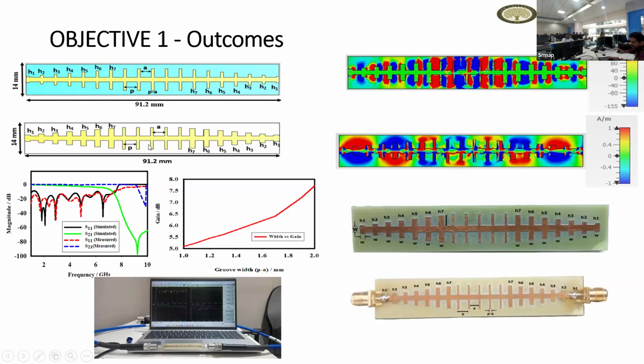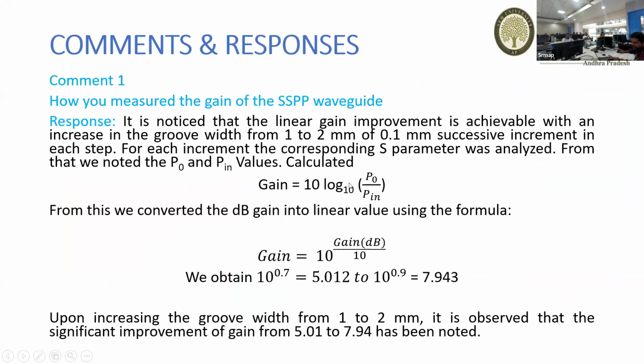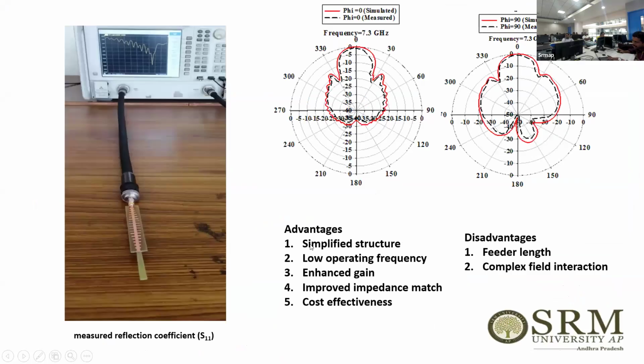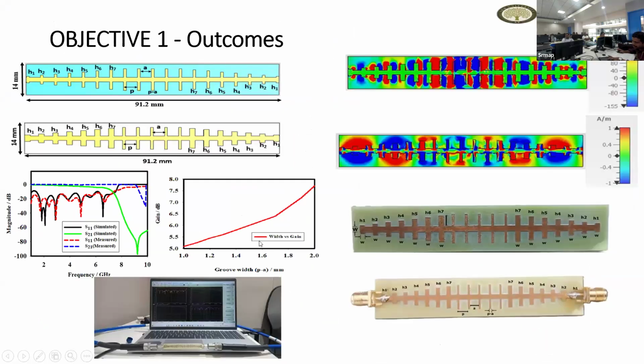So this has been achieved with this, sir. With this formula, gain is equal to 10 log P naught by P in. After calculating this for each and every iteration, I changed it to the linear value of gain using the formula 10 to the power of gain by 10 dB. For 1 mm, I got 5.012, and for 2 mm, I got 7.943. And that I have plotted here. So like that, I have done this.